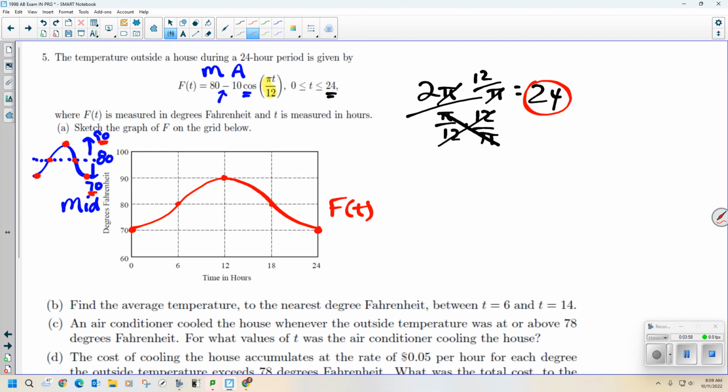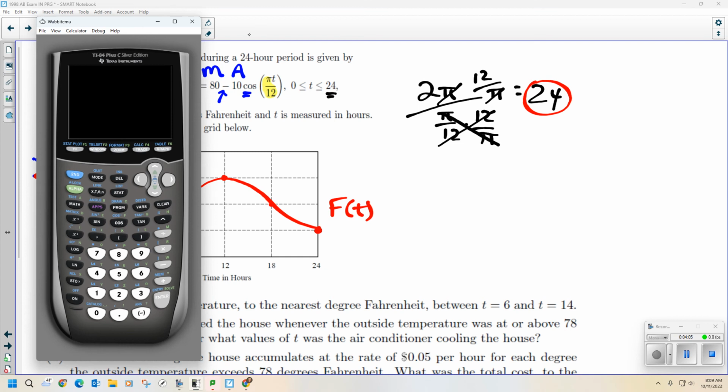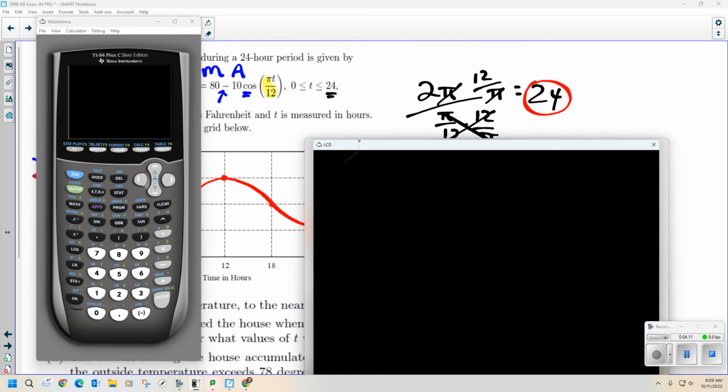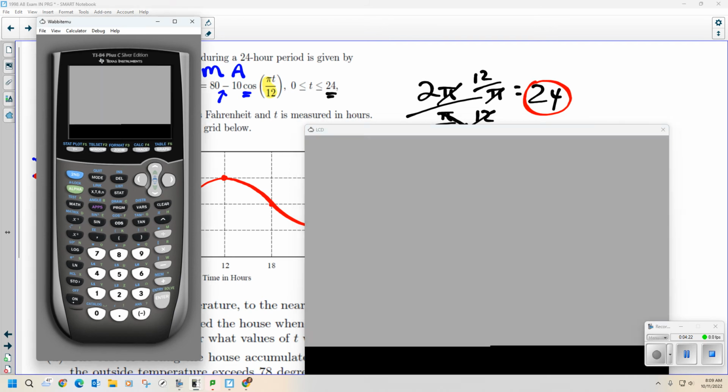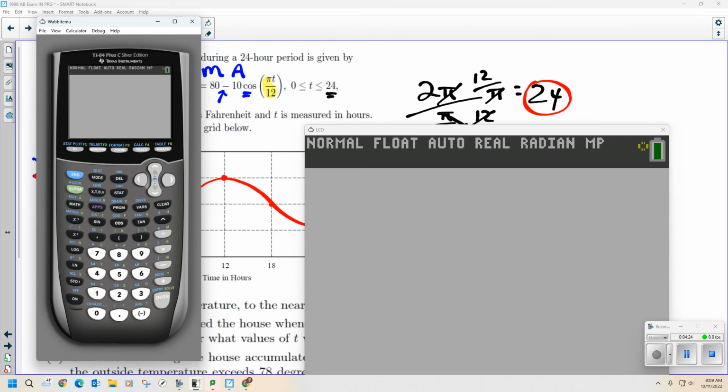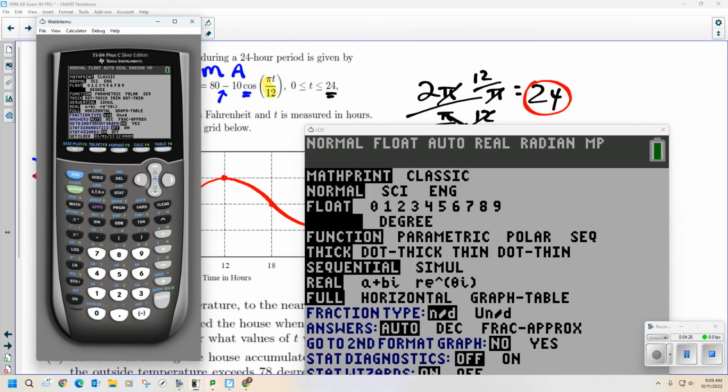Make sure you are in radians and not degrees. In fact, let's just do that together real quick. Let's say you forgot all that stuff: amplitude, midline, how to figure out my period or length of one cycle. I'm going to turn this on and go to mode. We are in Radian mode. You can see that flashing right on the word Radian.